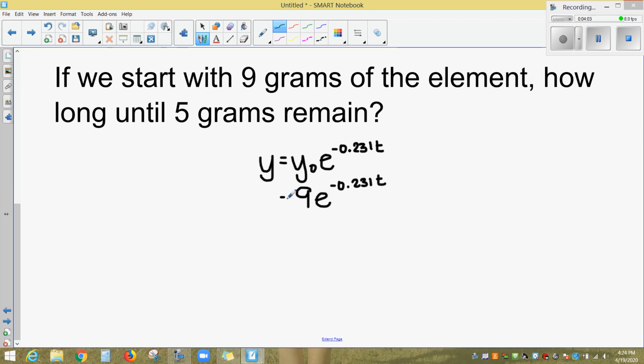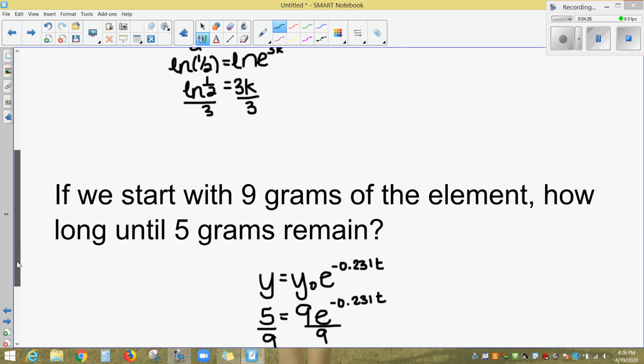And it says, I want to know how long. When it asks the question how long, then we know that we're solving for t. If we're solving for t, we have to know all the other pieces. And it says, how long until only 5 grams remain. So go ahead and pause the video. Solve this for t. Again, round to the nearest tenth, please. And turn the video back on to see if you're right.